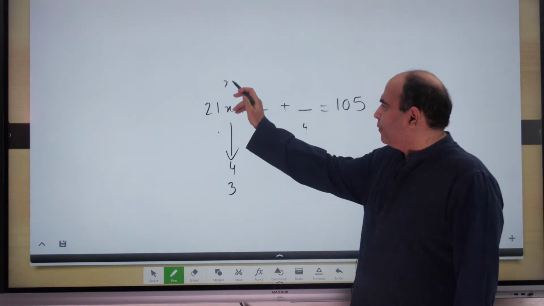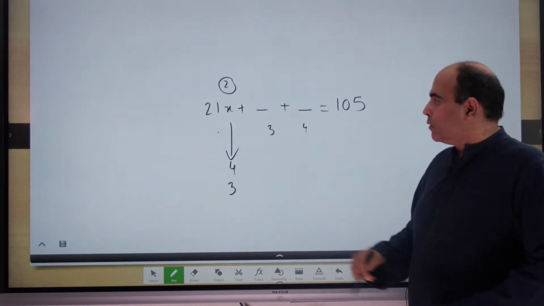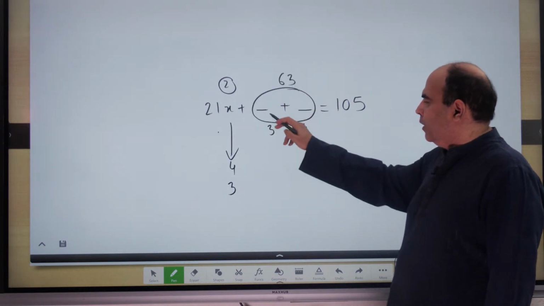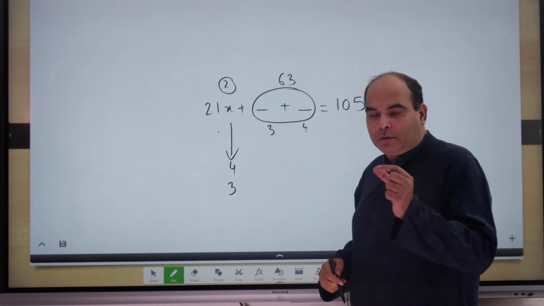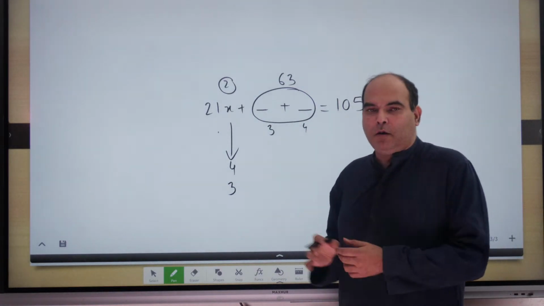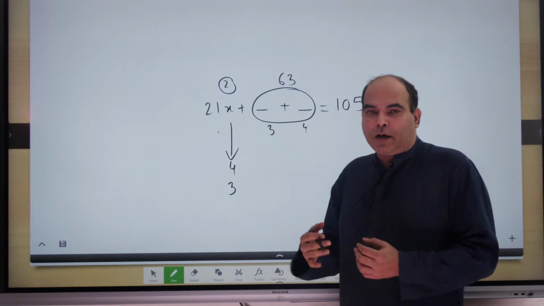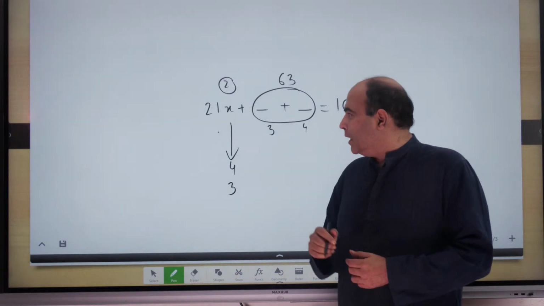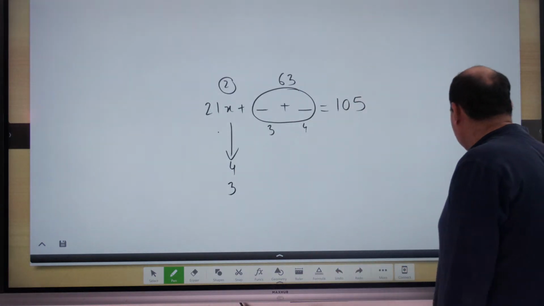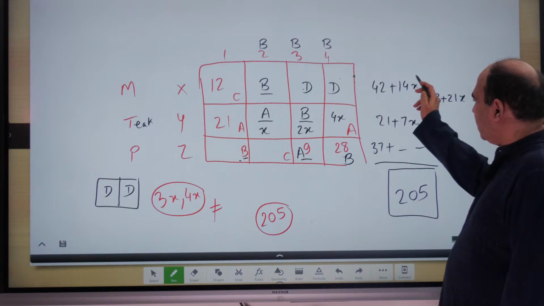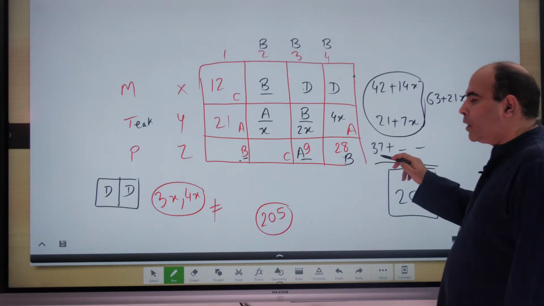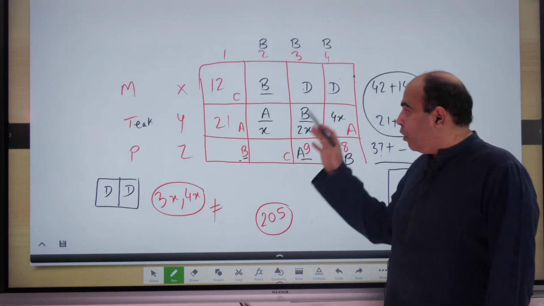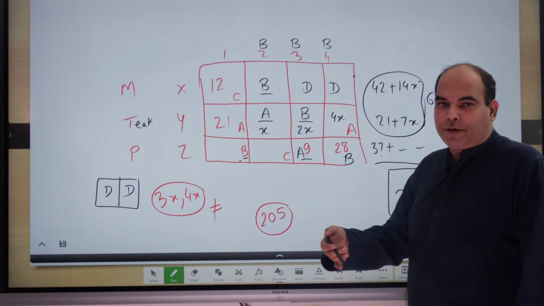X cannot be 2. Why can't it be 2? Because if this is 42, then these two have to be 63, and these two to be 63 with the maximum number being 32 in the whole table will not be possible. You will have to take one of the blanks above 32. Where did I get these blanks from? I am just repeating that. This was 63 plus 21x. This was 37. And these two numbers we don't know. So all of them together have to add up to 205.